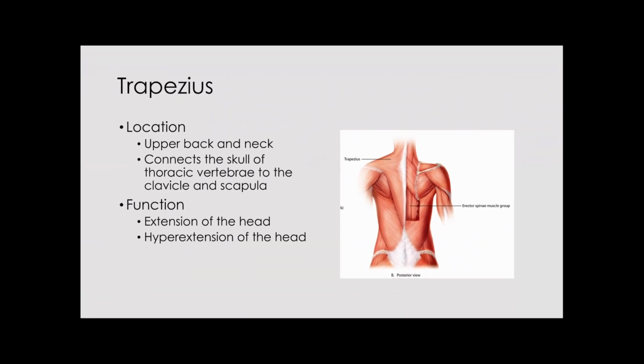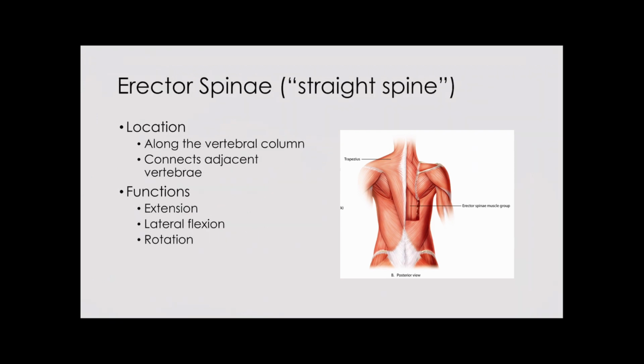So you can see that right here, your trapezius, where you can see it going up. It's a little blurry, but it's moving up into your skull. It's covering your scapula and your clavicle. It's moving downward as well, covering your thoracic area.